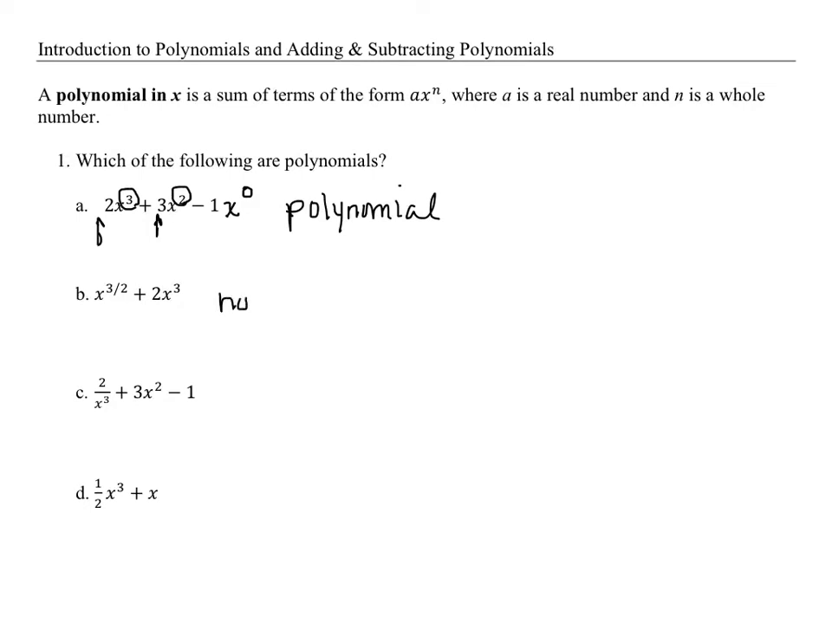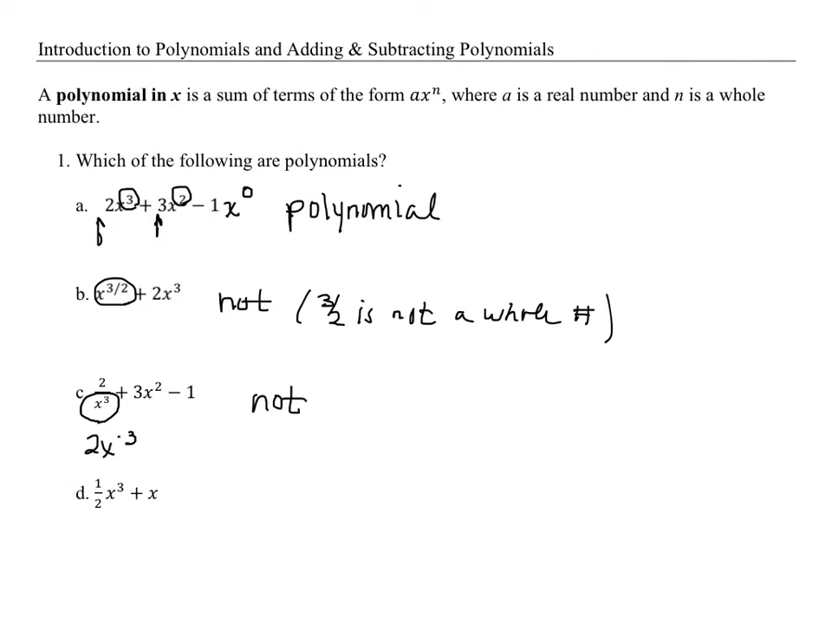This one is not, because we do not have a whole number exponent. 3/2 is not a whole number. This guy is no, not a polynomial, because I have x in the denominator. And if I were to rewrite that, it would be 2x to the -3. And -3 is not a whole number exponent.